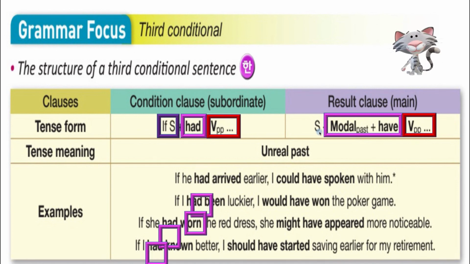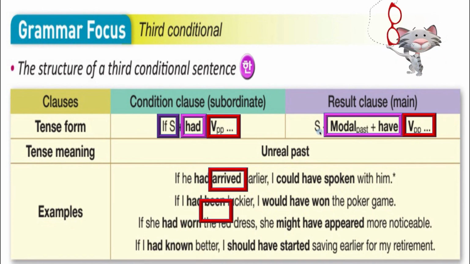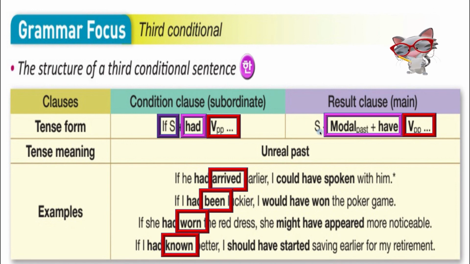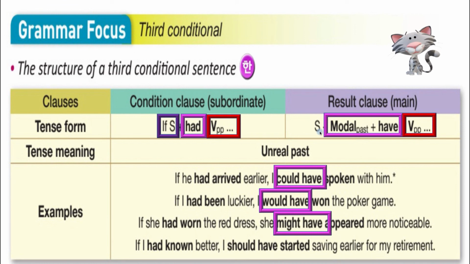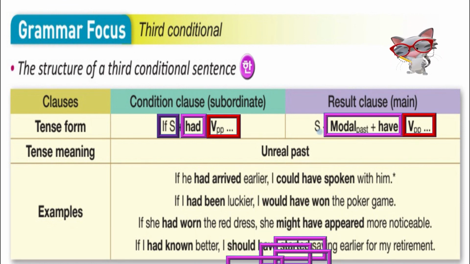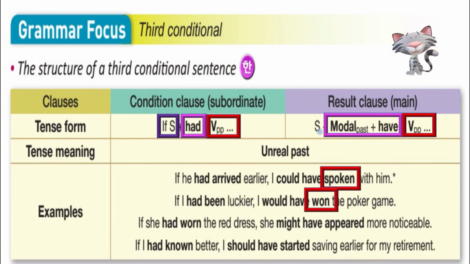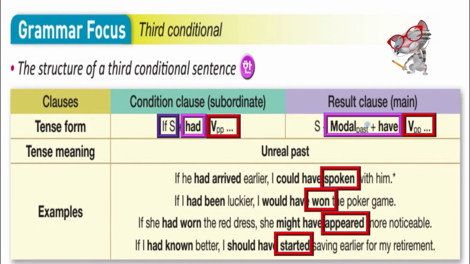If something had happened in the past, it was already finished. Yes, you could have, would have, might have, should have changed it, done something like that. So spoken, won, appeared, started. Notice how spoken and won are irregular verbs. Appeared and started are regular because they have the ed. Not all verbs in the world are irregular.